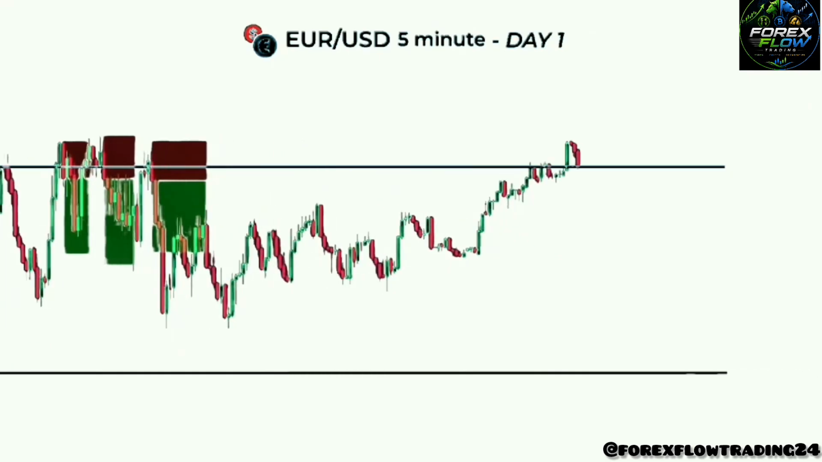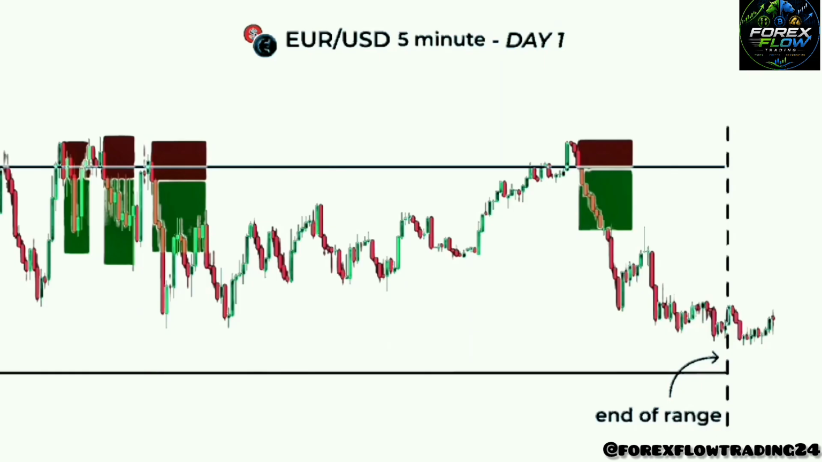But then, price gave yet another short entry. Stop loss at the highs, take profit at 2 times risk. This one ends up in the profits, giving us another 2R gain. And that's the end of today's range.